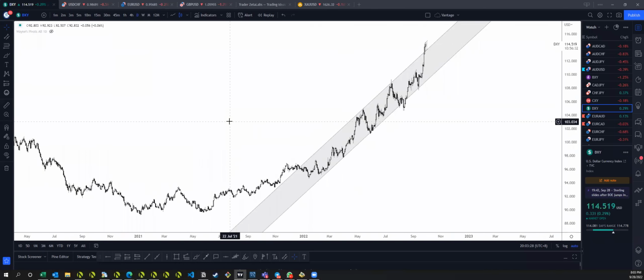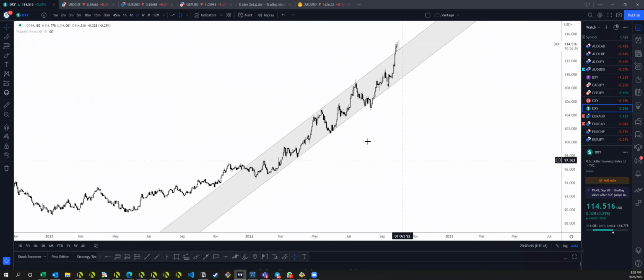Okay, so the dollar index, for those of you who are not familiar with it, is basically comparing the US dollar against a basket of currencies, mainly the G7 currencies. Basically, we are trying to figure out the strength of the US dollar against the other currencies.